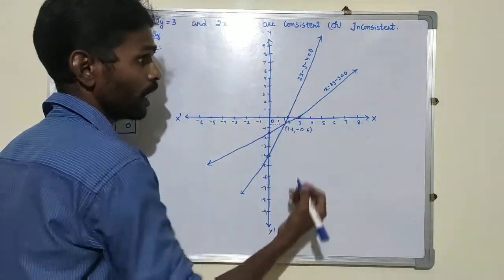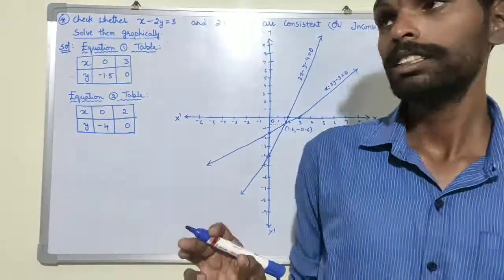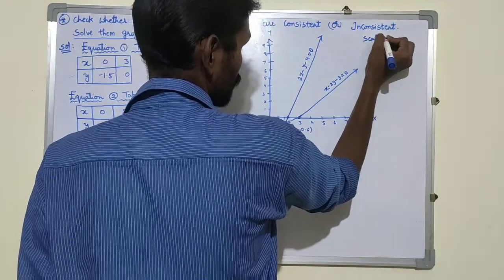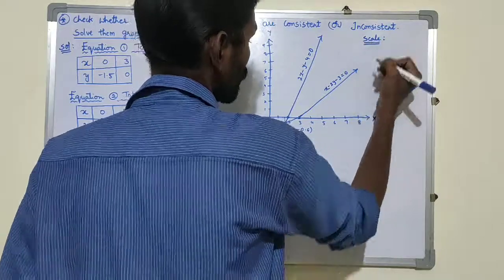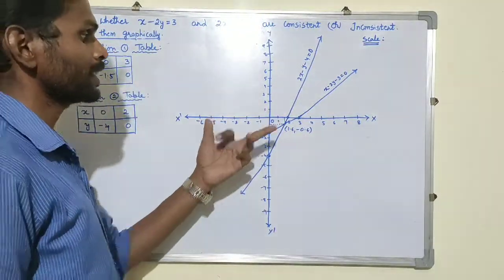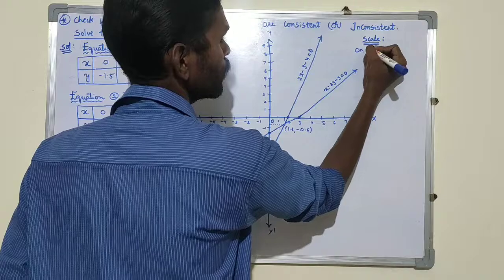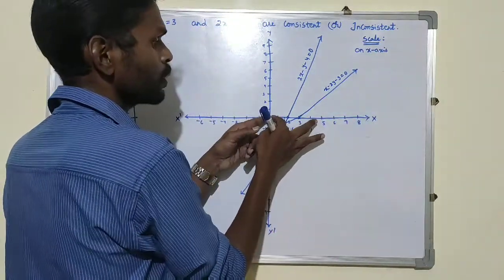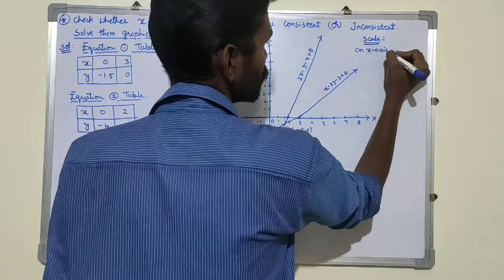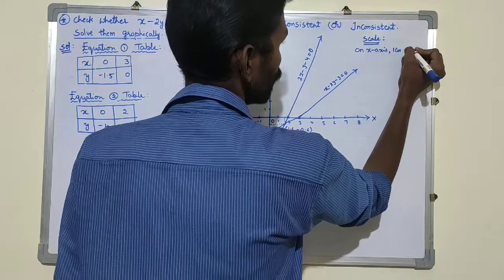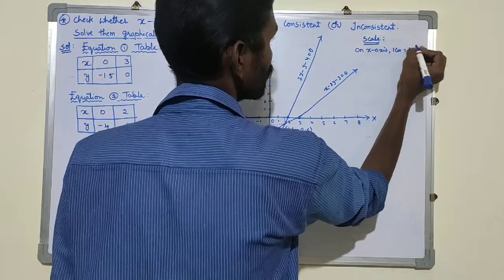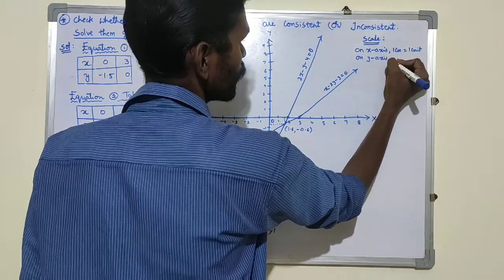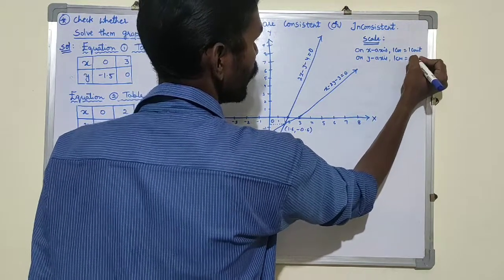Now, after getting this graph, one important thing: you need to write the scale here. Don't forget to write the scale in examinations. So how to write the scale? On the x-axis, for 1 centimeter distance, how many units do you consider? Only 1 unit. So 1 centimeter equal to 1 unit. Similarly on the y-axis, 1 centimeter equal to 1 unit.